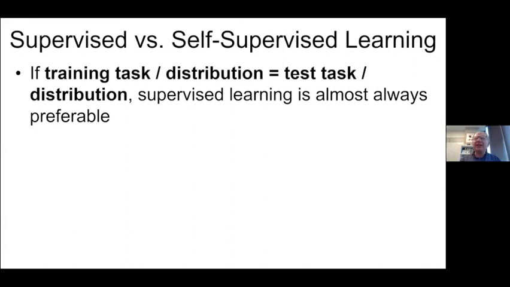if you're in a scenario where you know exactly what you want the computer to do at test time, and that is what you can provide to the computer at training time, then actually it's worth just trying to get lots of money and just label your data. It's probably the best thing that you can do.